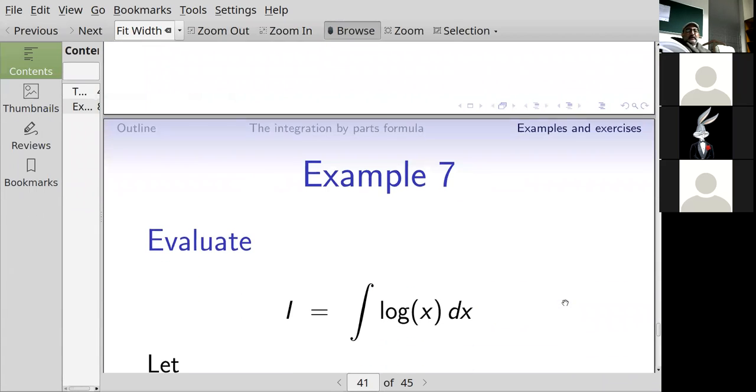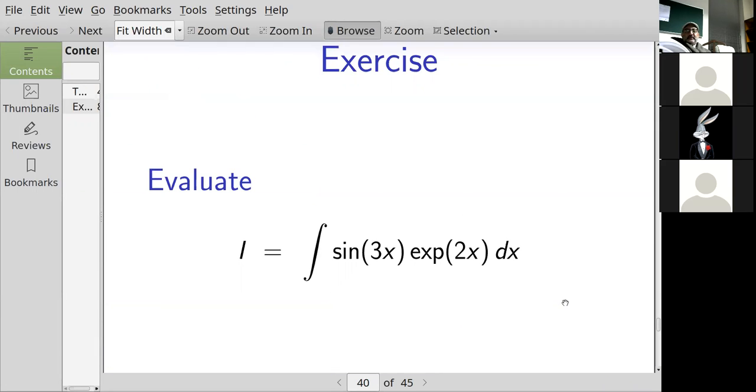Okay, so as a test for yourself, you should do this one. I is equal to the integral of sine of 3x times the exponential of twice x dx, and see what you get. And you can plug that into Wolfram Alpha and see if you got the right answer. Okay. Any questions before we go on?